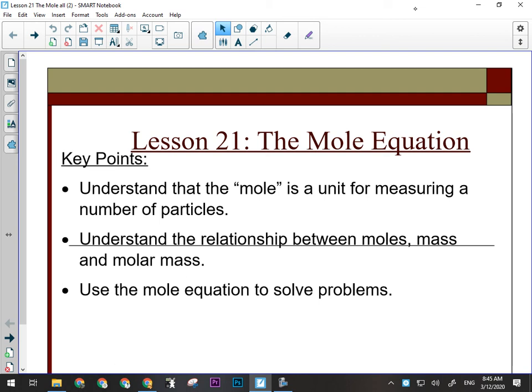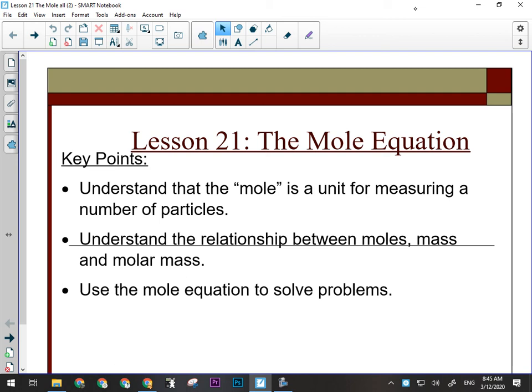The reason we use the mole is because atoms are really, really small. It would be impossible to physically count the number of atoms in a chemical reaction because they're so small. And even in an incredibly small amount of matter, there would be an incredibly large number of them. So many that you would probably spend your life counting them. So we can't do that.